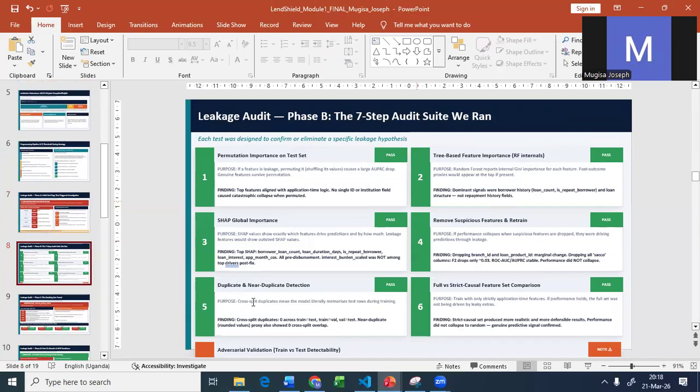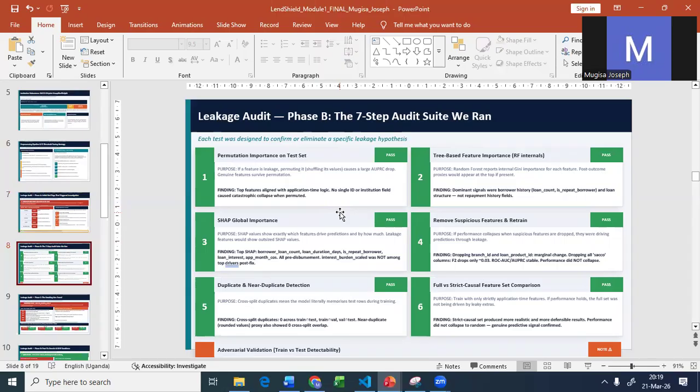Just to go through, we look at SHAP global importance, the contribution of each feature. Then we get a graph, and in that graph we look at the contribution of each feature. Which one is too dominating? If it is too dominating, how was that feature built? Is it a feature that's coming post disbursement or not?